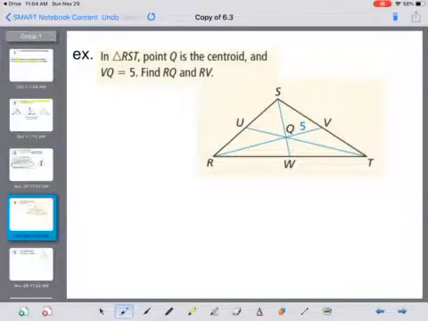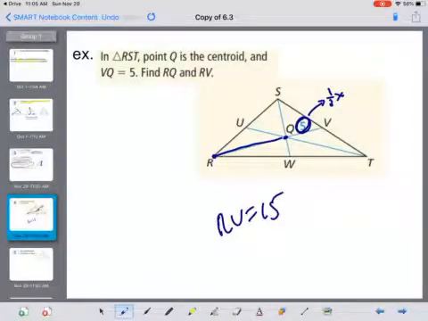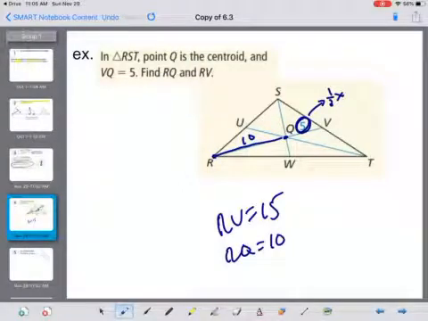So in this triangle RST, where Q is that centroid, and VQ is 5, and because it starts at R, that means that this is 1/3 of the distance. That means that this needs to be 2/3 of that distance, which means the whole distance, if 5 is 1/3 of it, RV is going to be 15, which means that RQ is going to be 10.